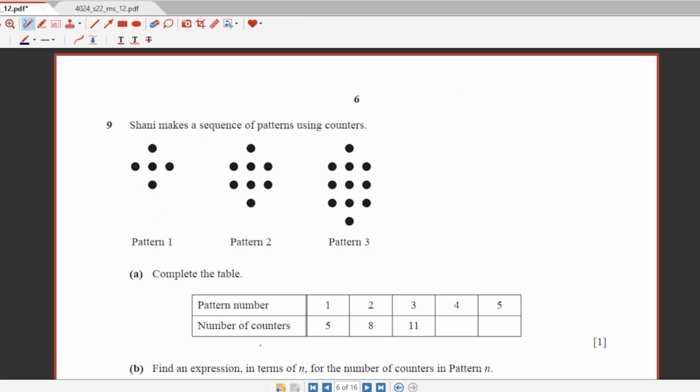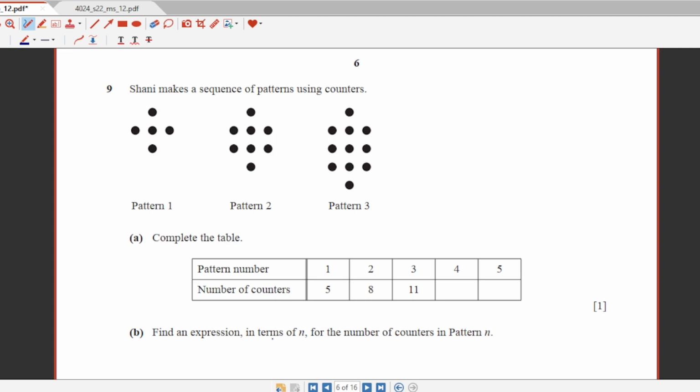Question number 9. Shani makes a sequence of patterns using counters. Pattern 1, pattern 2, pattern 3. Complete the table for pattern number 1, 2, 3, 4, 5. The number of counters in the first pattern is 5. We can also count these using the pattern. Here is 5. The number of counters in pattern 2 is 8, and in pattern 3 is 11. What should be the number of counters in pattern 4?